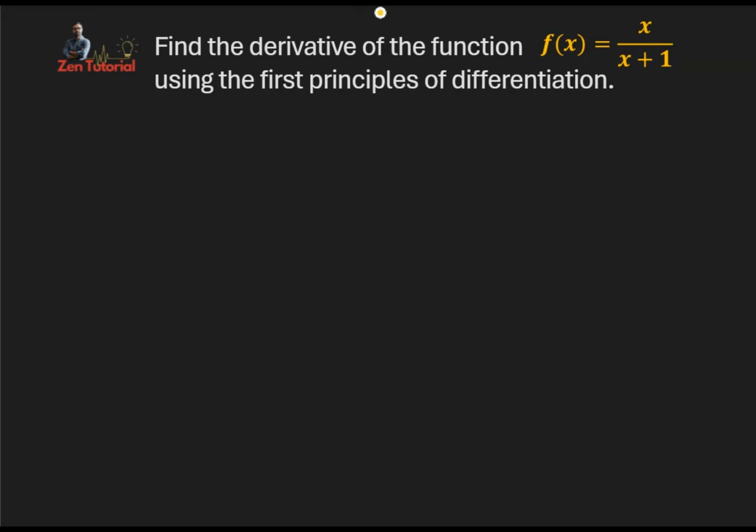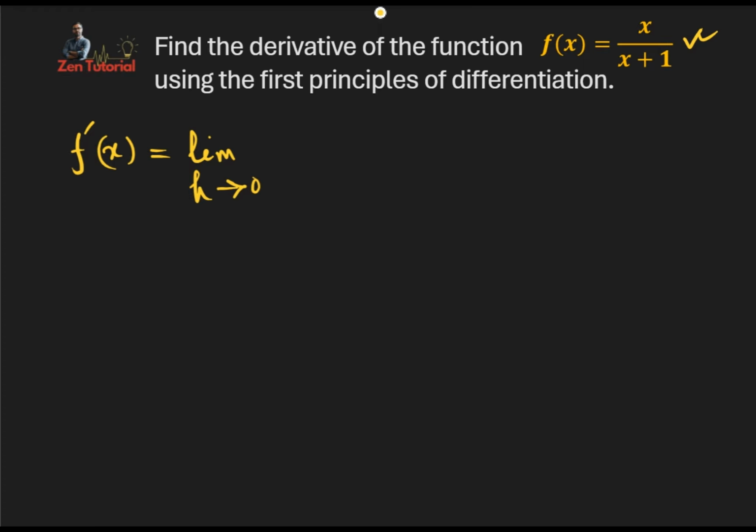Now the derivative of the function f of x equals x over x plus 1. So the function is this one, and the condition is we have to use the first principle of differentiation. So the first principle of differentiation for f prime of x, limit h tends to 0. I mean, by the definition of the first principle of differentiation of any function.